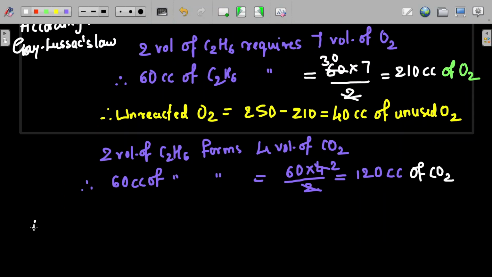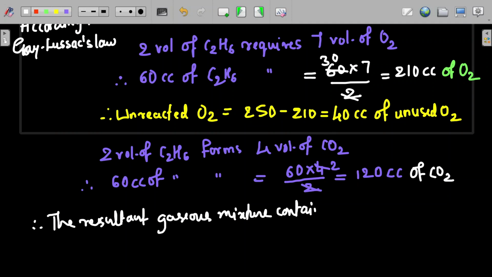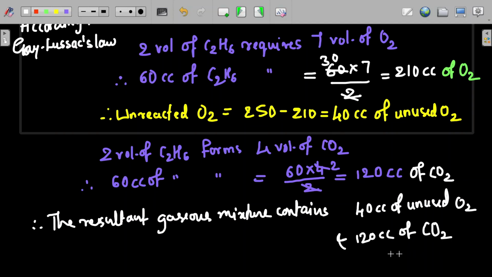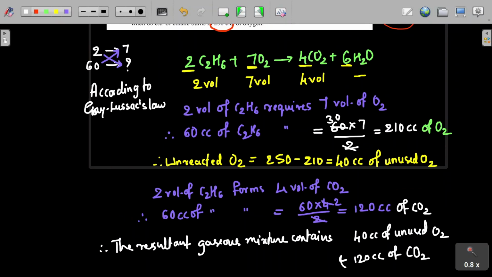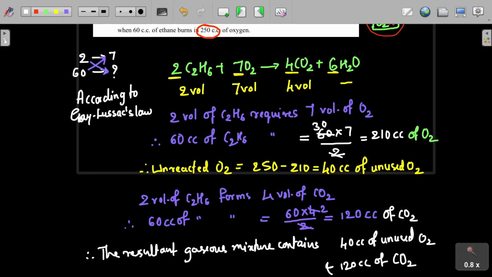Now finally you have to write, therefore the resultant gaseous mixture contains how much? 40 cc of unused oxygen and 120 cc of CO2. Okay. So if you write all of this, 3 marks you will get. Okay. Anybody has any doubt in this?